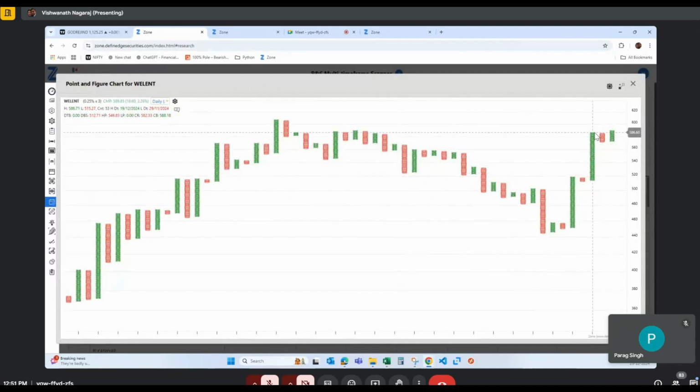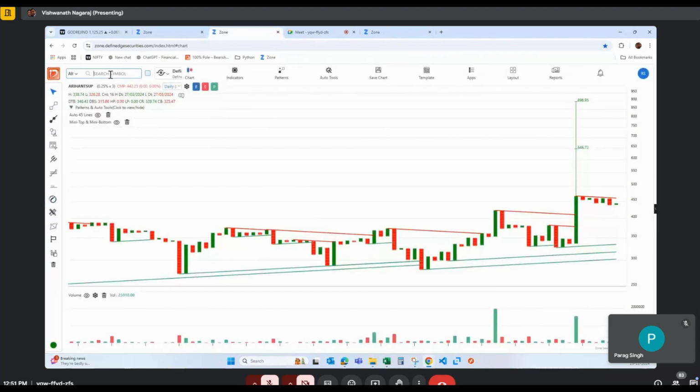This also, this is a decent entry. What is my double bottom sell? 570. It is at 590 now. So 570, 590, 20 points.